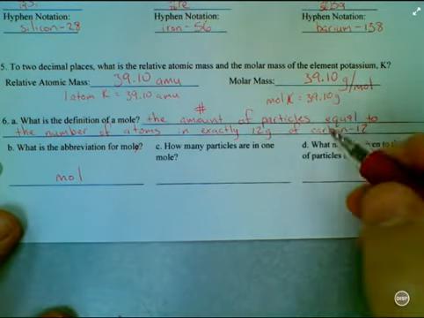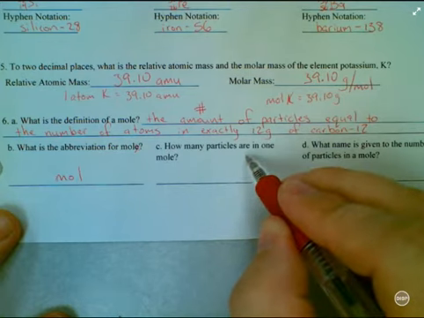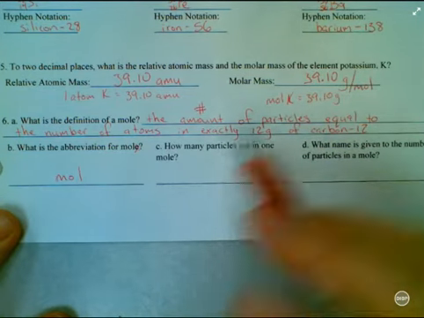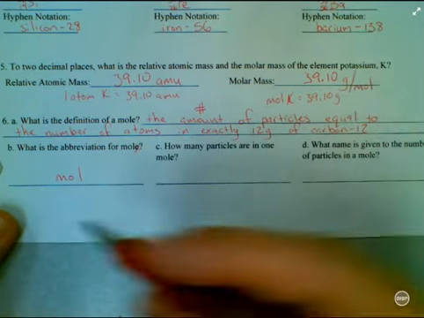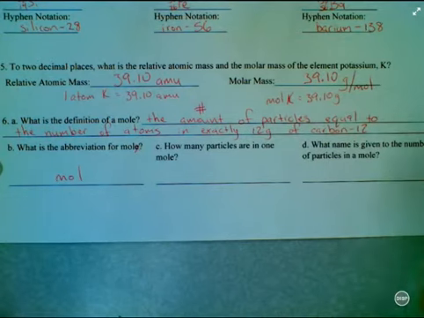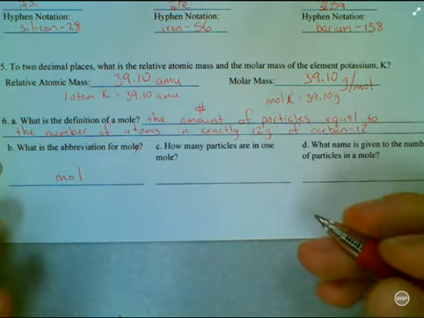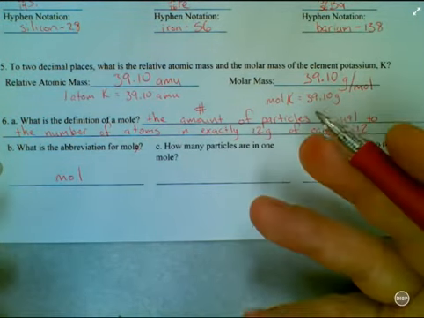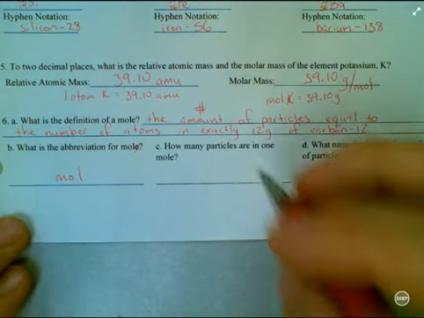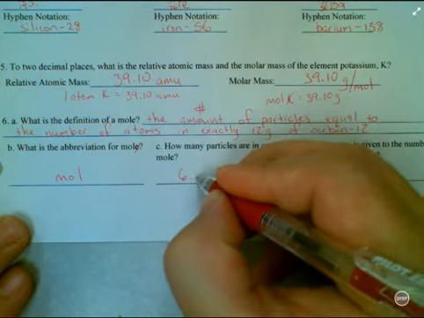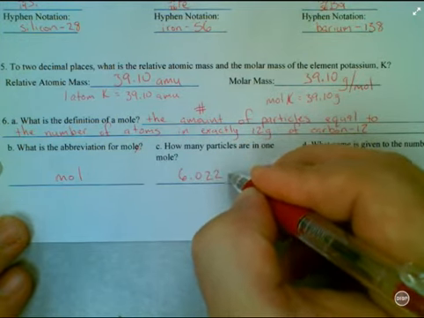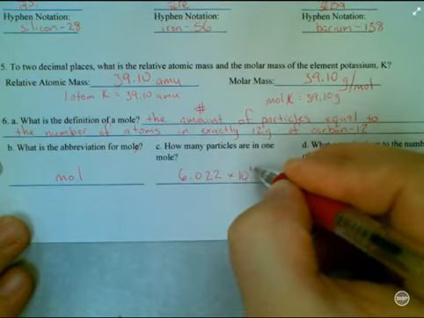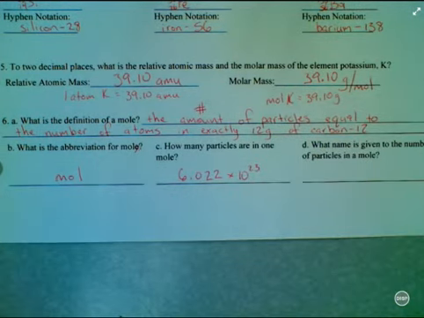It's not that impressive. C, how many particles are in 1 mole? In this definition, it's the number of particles equal to the number of atoms in exactly 12 grams of carbon-12. But what is that number? Mr. Johnson has said a few times that it's a very large number, but what is it? It is 6.022 times 10 to the 23rd.